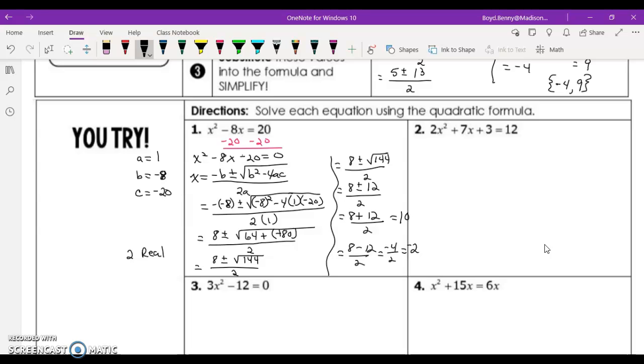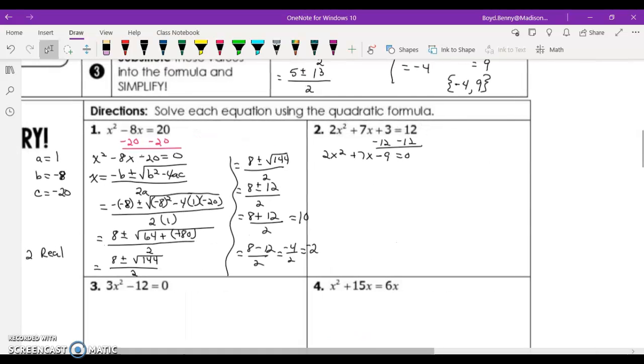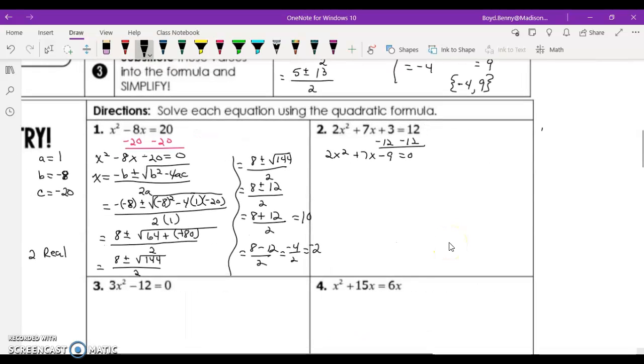Okay? Let's see. I think we have time for one more before I have to go to my meeting. So here we're going to subtract 12. That's going to give us 2x squared plus 7x minus 9 equals 0. The main reason I want to do this one with you is because it does not have a leading coefficient of 1. So here we see a is 2, b is 7, and c is negative 9.